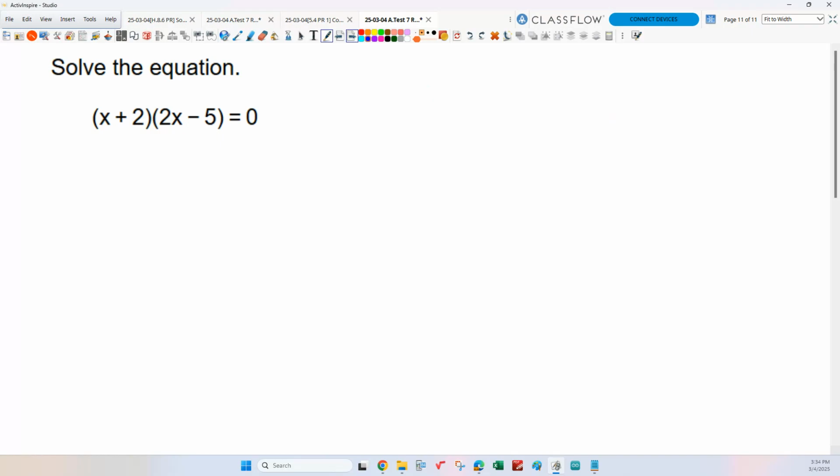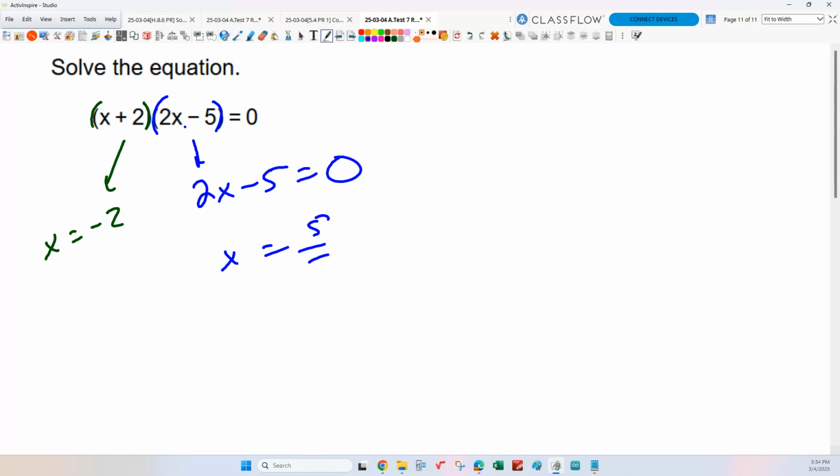This is done, right? It's already factored. All I have to do is the zero product property. When is the first factor equal to 0? Negative 2? Yeah. x equals negative 2. Okay, what about the other one? Well, this is a little tougher, so we could just set it equal to 0. 2x minus 5 equals 0. What are the 2 steps to solve for x? Add 5, divide by 2. So I get 5 halves, and those are our 2 solutions.